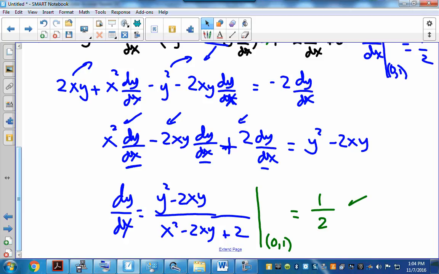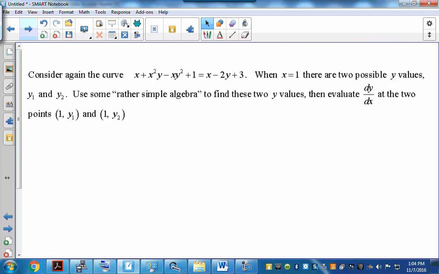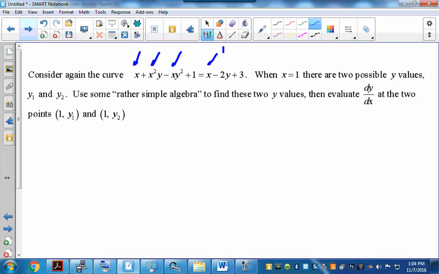Okay. Last thing we had to do was consider the curve when x is 1. I'm going to be putting 1 there, there, and there, and there. There are 2 possible y values, y1 and y2. So we're supposed to find these. So let's go ahead and put x as 1 plus y minus y squared plus 1, 1 minus 2y plus 3.